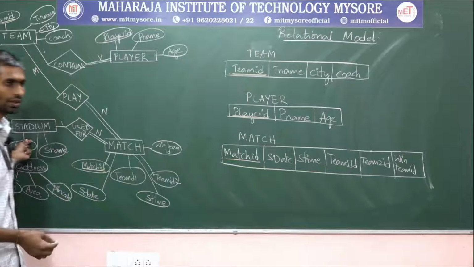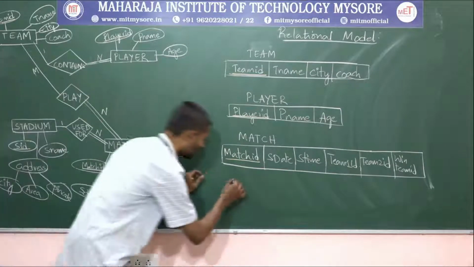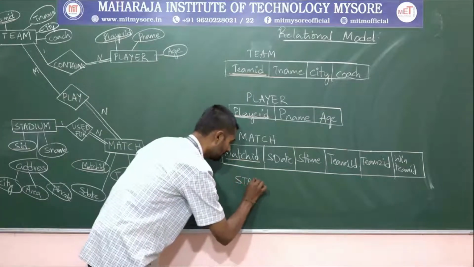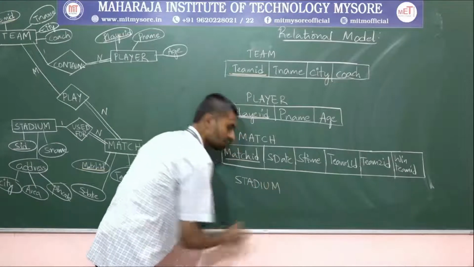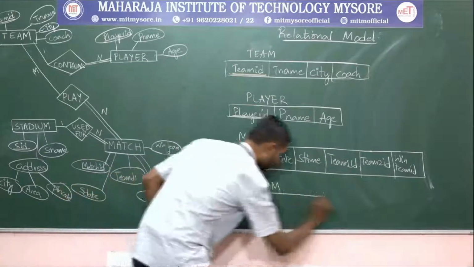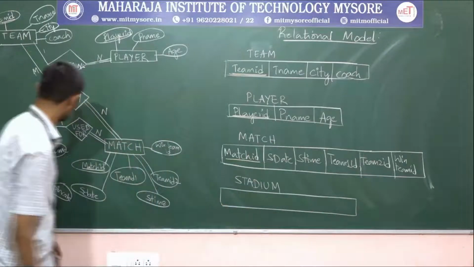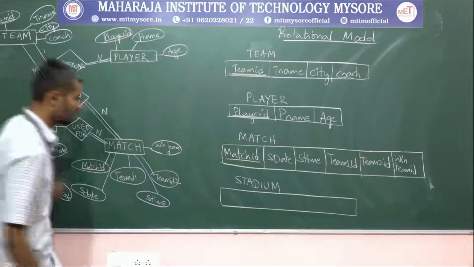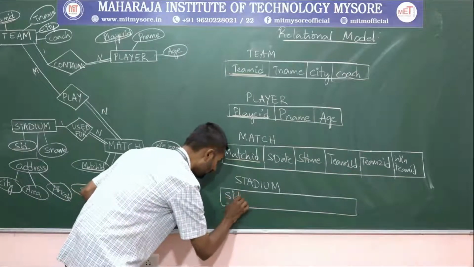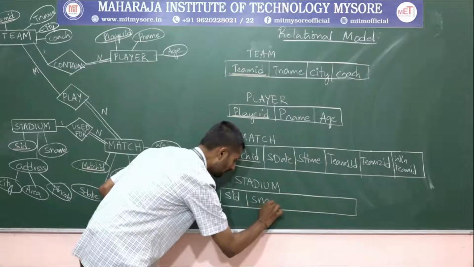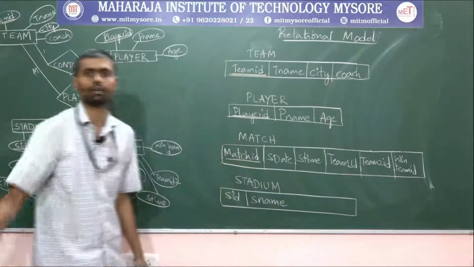For the next step, we are having one more last regular entity type. What is that? Stadium, right? So let me go with creating one more relation for stadium. And I'll record all attributes of this stadium entity type. What all, guys? Stadium ID, stadium name. SID, yes, name, fine. What next?